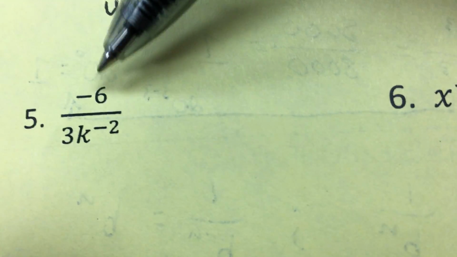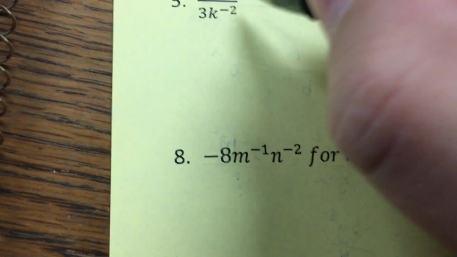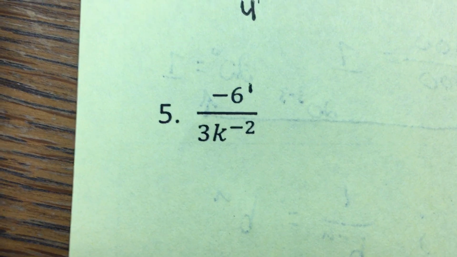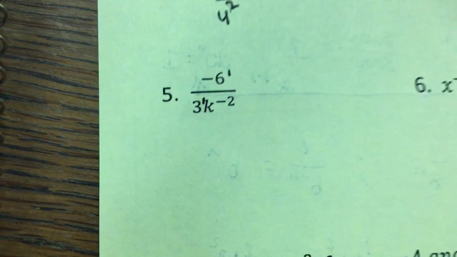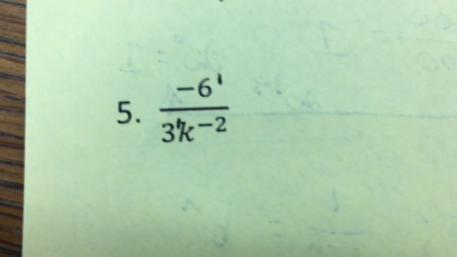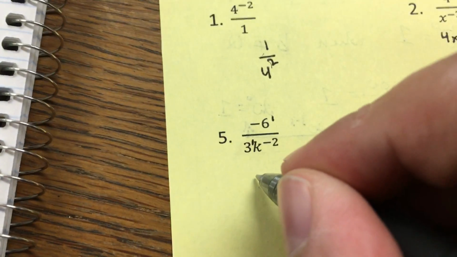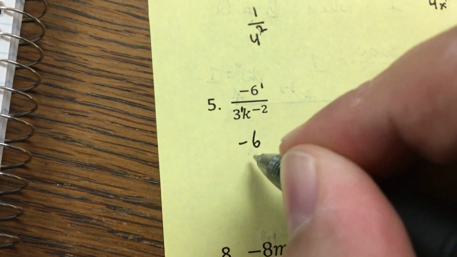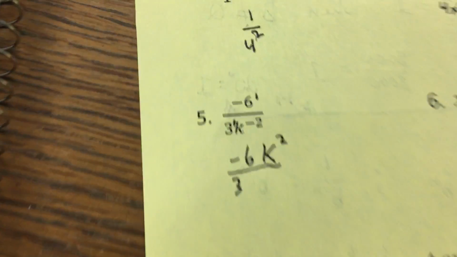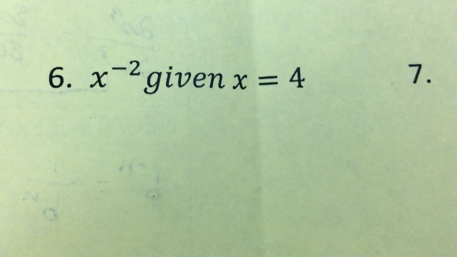Okay, so we know that this 6, even though the 6 is negative, the exponent on the 6 is a 1, and therefore it stays because the exponent is positive. The 3 also has a positive exponent, so it stays. This k has a negative exponent, so it moves. So when I write it, negative 6 stays on top, 3 stays on the bottom, but the k will go to the top with a positive exponent.